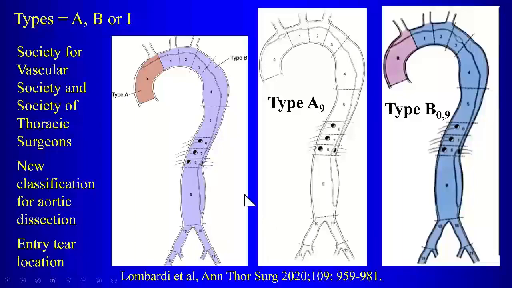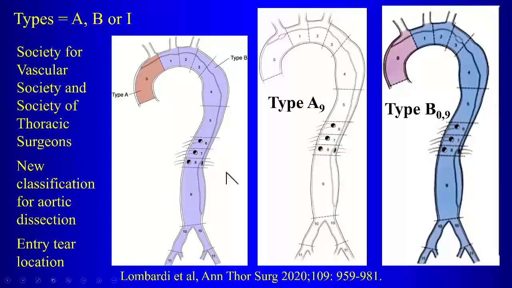And so there is now this new classification of aortic dissections, which is put out by the Vascular Society and the Society of Thoracic Surgeons. And here it becomes important to identify the entry tear. So you don't have to memorize these numbers, but the aorta is divided into these different sections of the aorta. So the zero, that location is the ascending aorta, and then you have the aortic arch over here, and then going down the descending aorta.